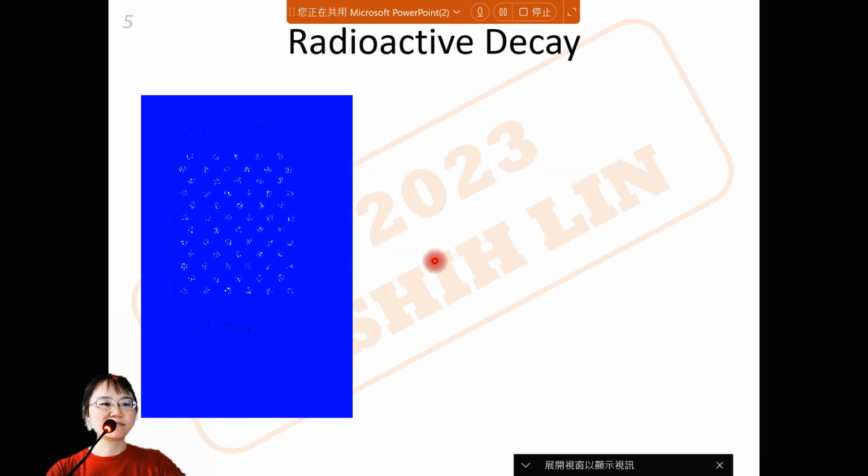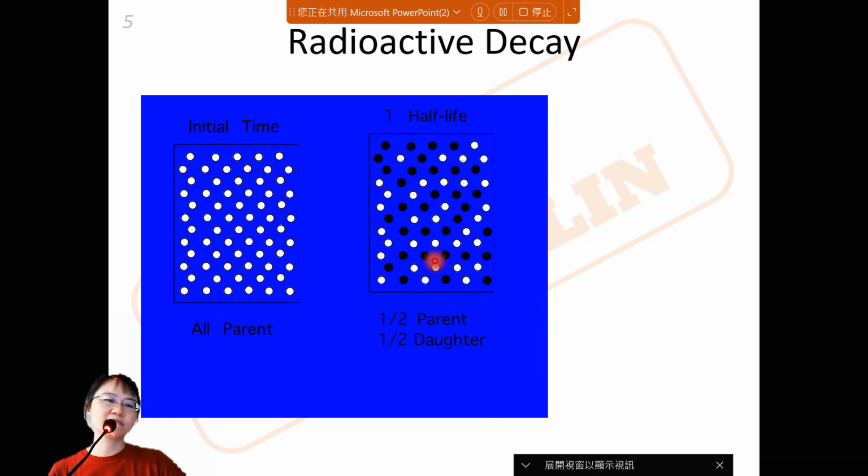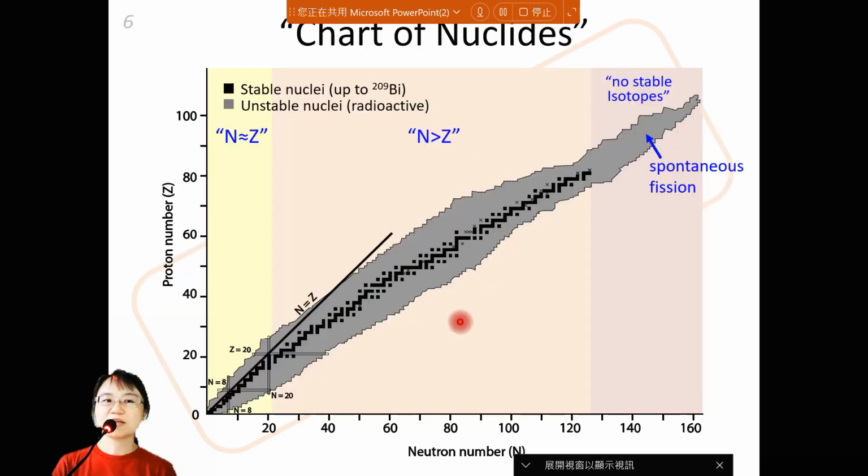Radioactive decay. I guess I don't need to repeat this. Half-life. After a certain amount of time, half of the parent is gone. So we usually call parent and daughter. I don't know why they don't call parent and son. You have seen this chart of nuclei.